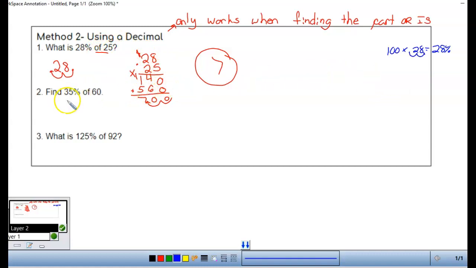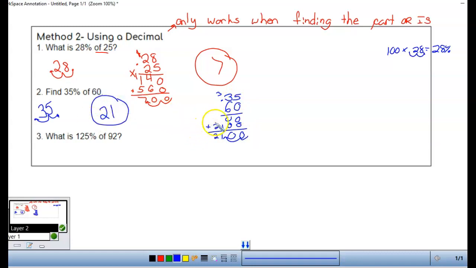Pause the video, try out 2 and 3. On 2, we're at 35%. We make it a decimal, 0.35, times 60. Add them together, and there are 2 decimal places. So I get my 21 this time.